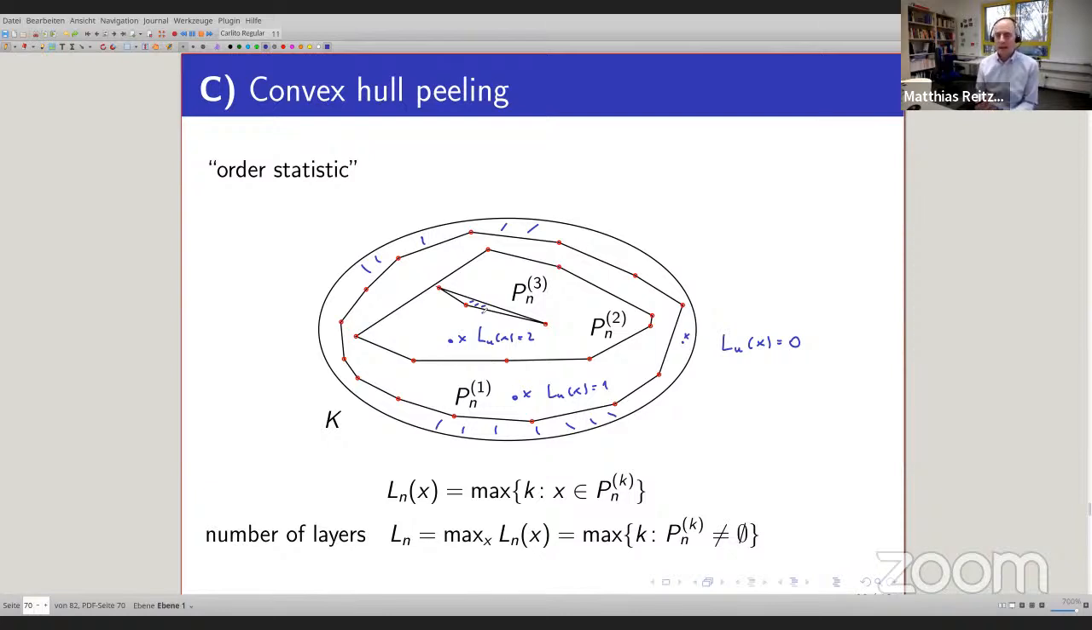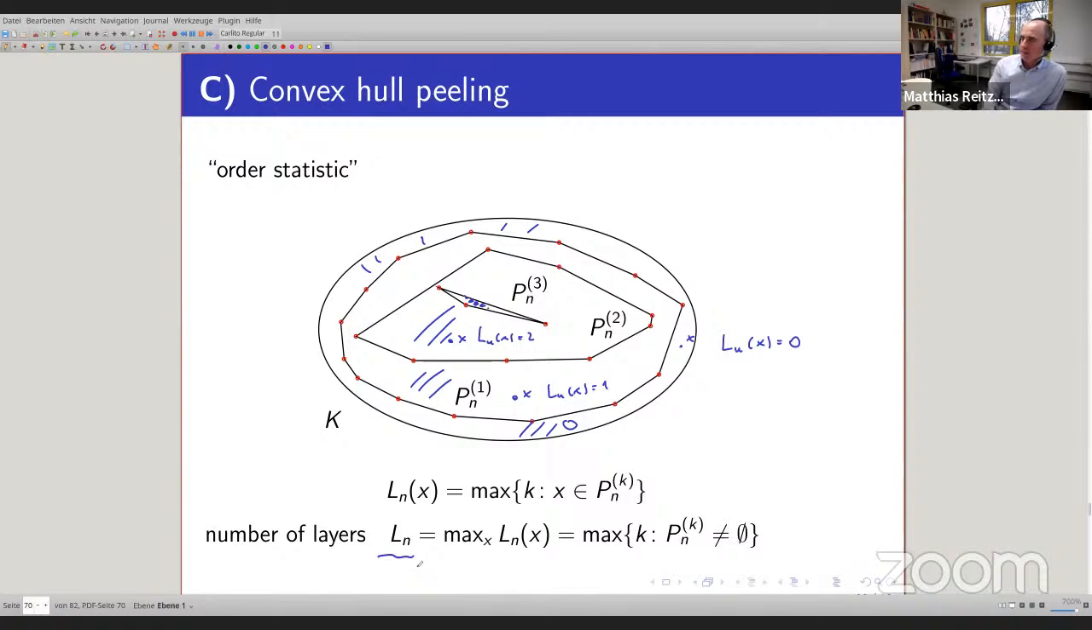So for each point x in my set K, I map it to that number, which is the convex hull peeling number there. And then the number of layers is just the maximum. So the maximum points are here inside, they get the value 3. So this is the maximum, and 3 is the number of layers in my picture. So I map all the points here: these points get number 0, these points get number 1, these points get number 2, and these points here get number 3. And 3 is the maximal number, so that's the number of layers here.